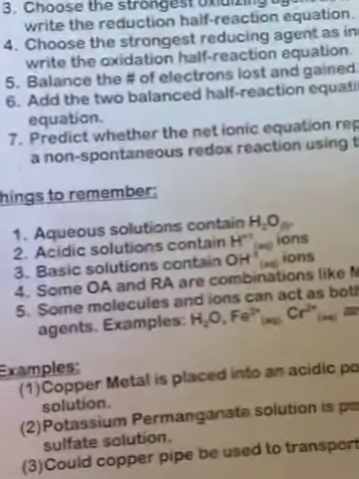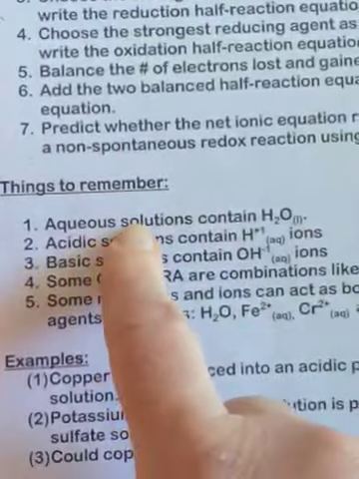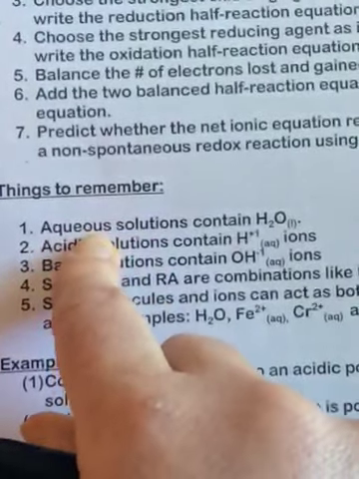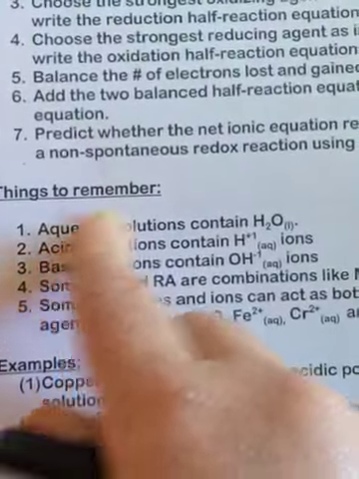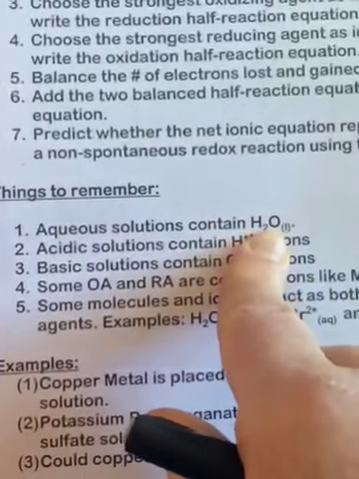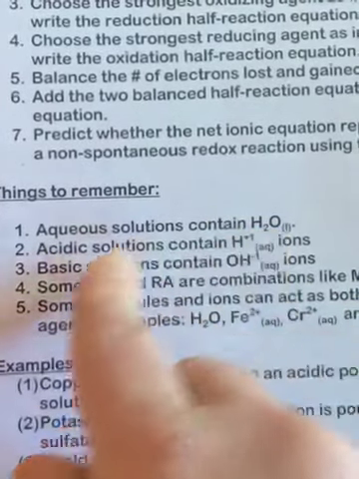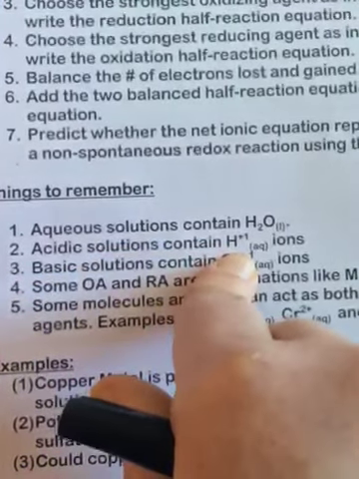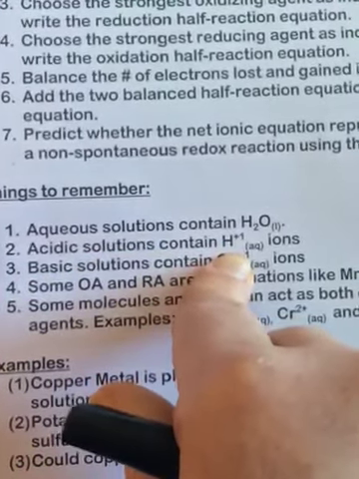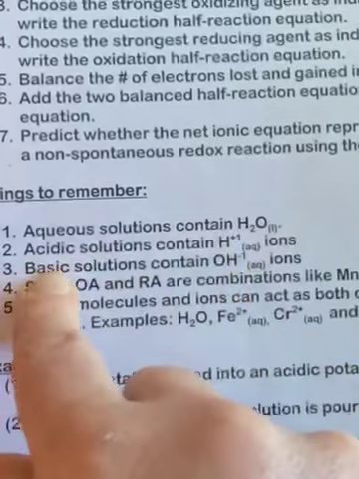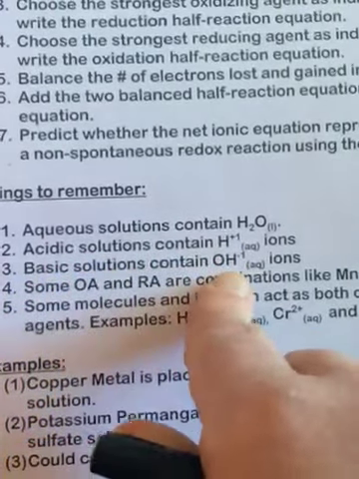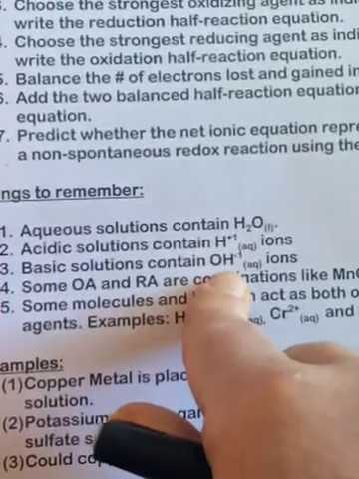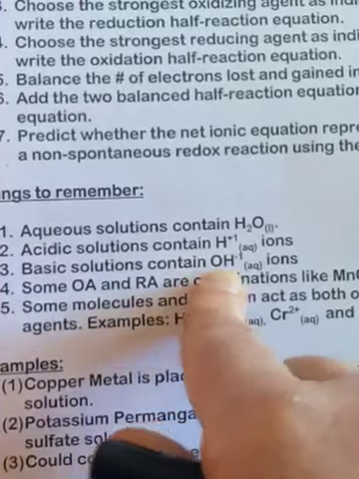So before we do the example, I just wanted to remind you of a few things. When you see the word aqueous, it means one of the entities present is water. Okay? When you see the word acidic, it means one of the entities present is H positive ions. If you see the word basic, it means there are OH negative ions there.